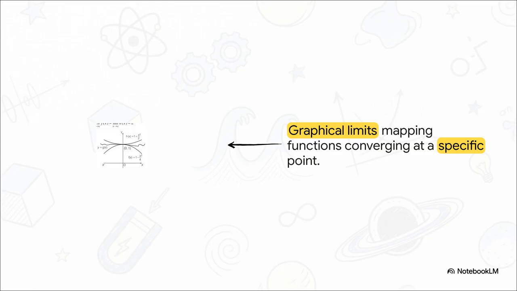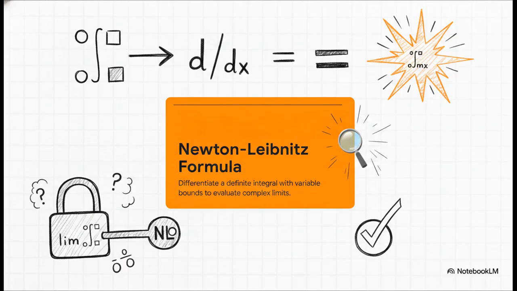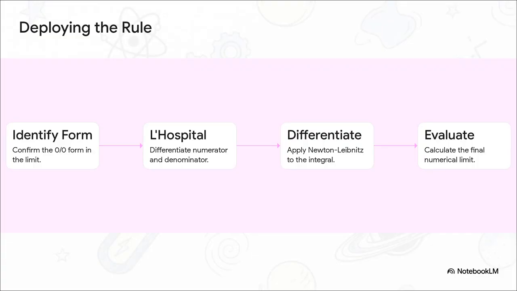But what happens when the function inside the limit is itself a definite integral with variable bounds? That's where things get really messy. And that's exactly when you draw the Newton-Leibniz formula. Honestly, think of this as a highly specialized weapon. You just cannot evaluate a limit if there's a definite integral locked inside it, especially when it forms a 0 over 0 indeterminate form. Newton-Leibniz swoops in and allows you to differentiate that integral directly with respect to its variable bounds. Let's watch how this builds when we deploy it step by step on a real limit.